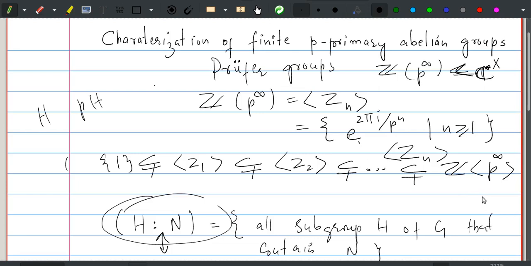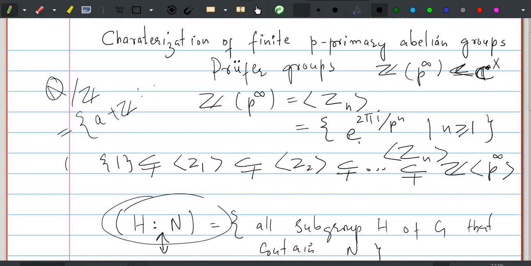So this Z_{p^∞} is such that, I mean Z_{p^∞} is isomorphic to the p-primary component of Q/Z. Now Q/Z is a group which contains elements of the form a + Z, where this a is in Q. So this is an infinite group, but this group is such that each of its elements is of finite order.